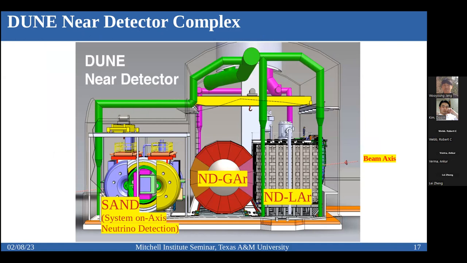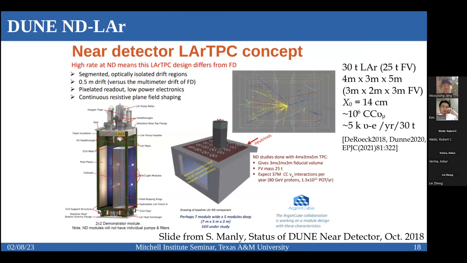This is the cross-sectional view of the near detector. Here's the beam exit from the target system, and there's a liquid argon detector, and the ND-GAr is here, and then the other detector. In order to measure the neutrino flux at the near detector site, we use a liquid argon TPC. Here we use 30 tons of liquid argon, and the size of the detector is about 4 meters by 3 meters by 5 meters, and the active volume is about 3 meters by 2 meters by 3 meters.